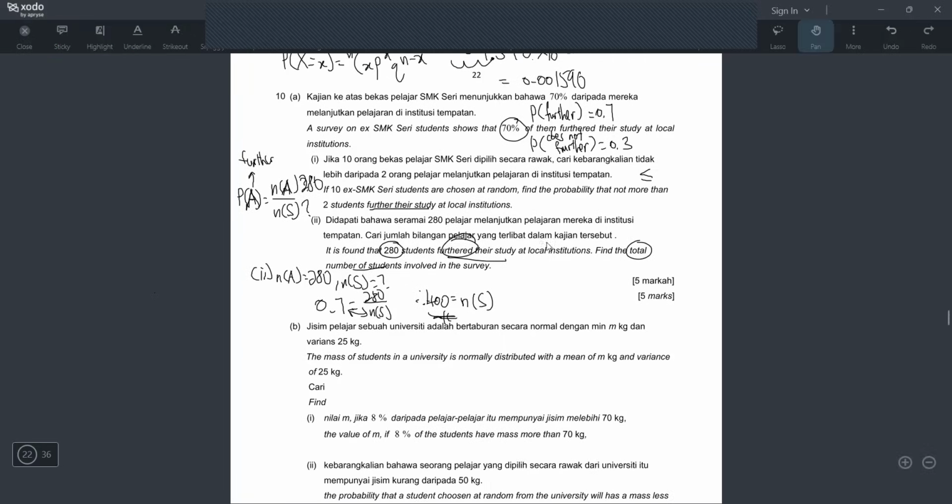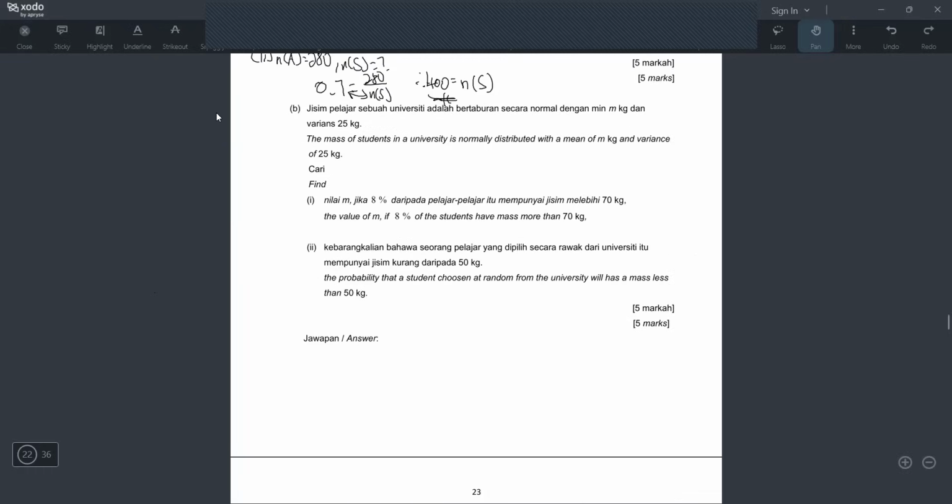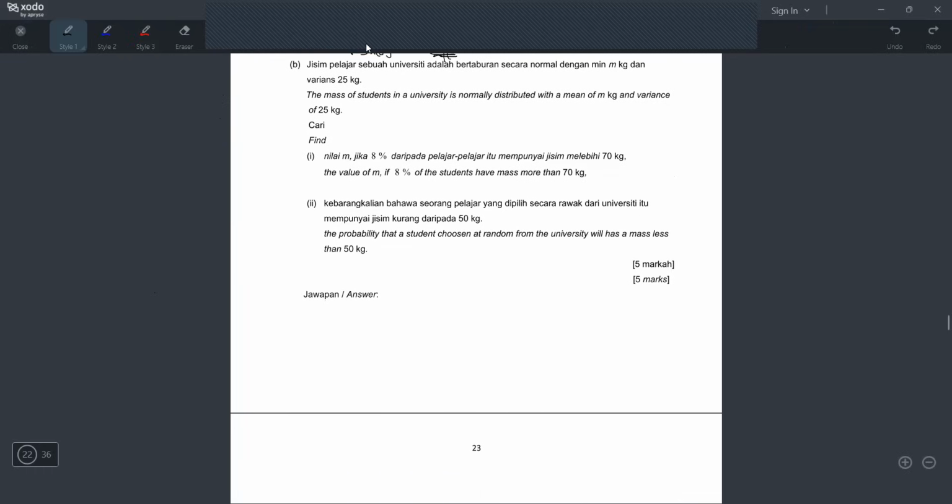Oh, A, this one is binomial distribution. So B is normal distribution already because you see the word normal. So for normal distribution we have to use the table, the Z value table. Okay, let's read the question. The mass of students in a university is normally distributed with a mean of M and variance of 25.